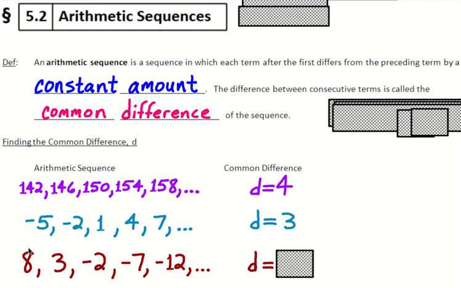And the last sequence here, 8, 3, -2, -7, -12. The common difference is actually -5. Yep, -5, because it's like we're subtracting 5 to go from term to term, or adding a -5. So yes, common difference values can absolutely be negative. And that's a good example of one.